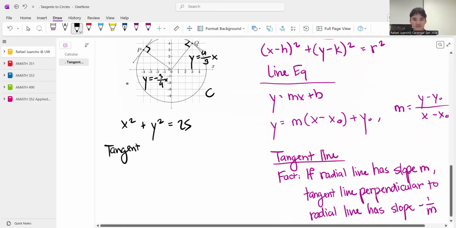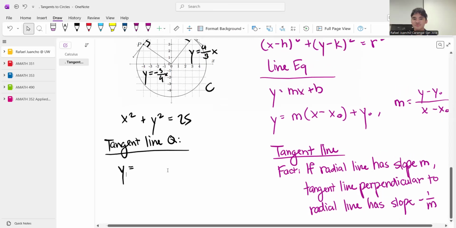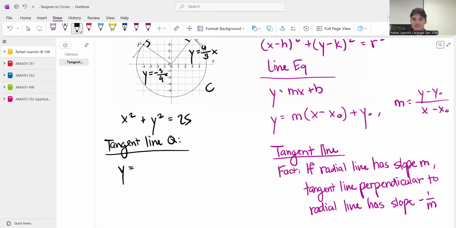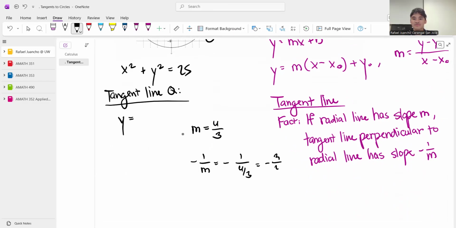So, knowing this fact, let's see the tangent line Q. We can now find the tangent line Q. So we again start off with y. We know our m, or our slope, which would be, let's say, if my m was 4 over 3, because it's 4 over 3 here in this radial line, then what would be -1 over m? That is negative 1 over 4 over 3, negative 3 over 4. Algebra, right? So this is minus 3 over 4 x.